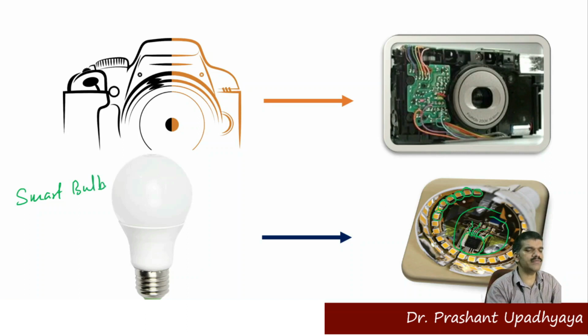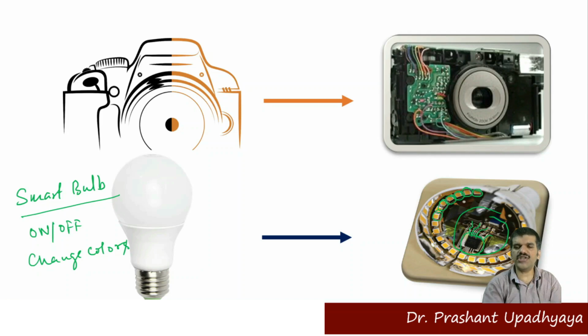Have you seen a smart bulb? With the help of a smart bulb, I can control it with my mobile phone. I can turn this smart bulb on and off with my mobile phone. I can even change the colors. If you want the bulb to turn red, it will turn red. If you want it to turn orange, or change its color according to the music, on the beats of the music, it will do so.